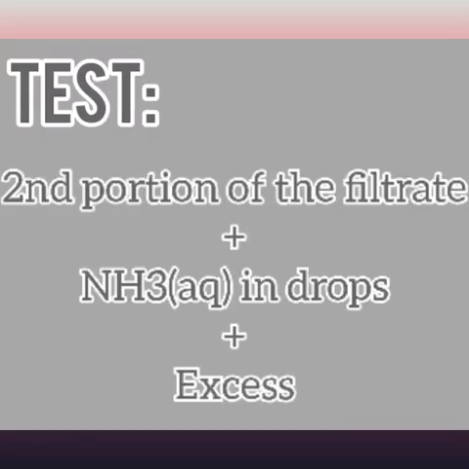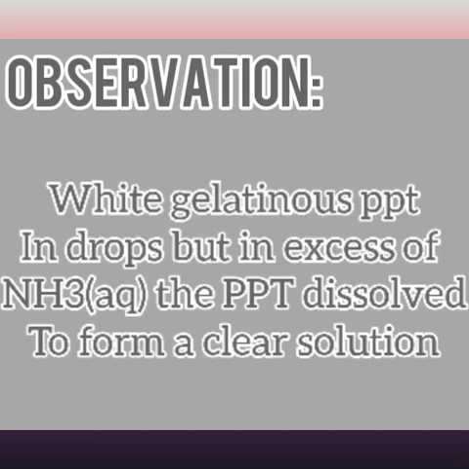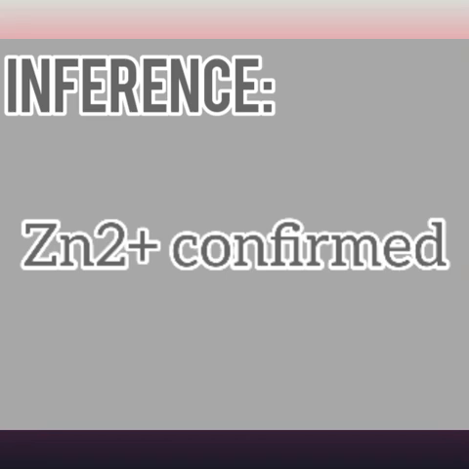Now for our next test, we have the second portion of the filtrate plus aqueous ammonia in drops, then in excess. For your observation, white gelatinous precipitate in drops, but then in excess of aqueous ammonia, the precipitate dissolves to form a clear solution. You can see how the above and the latter are actually the same. We talked about how when zinc dissolves, that means that zinc is confirmed. So for inference, zinc is confirmed.